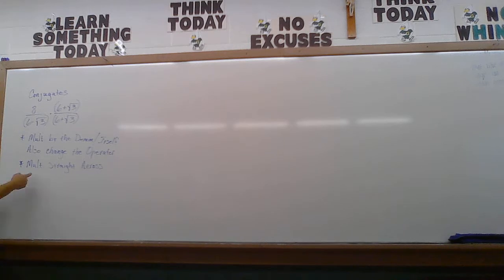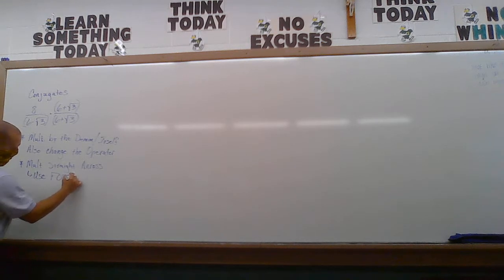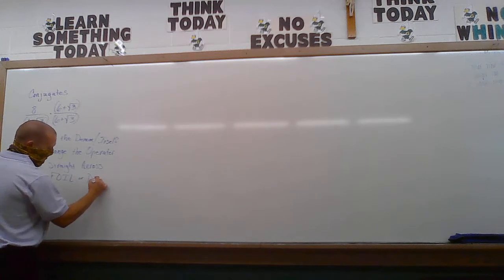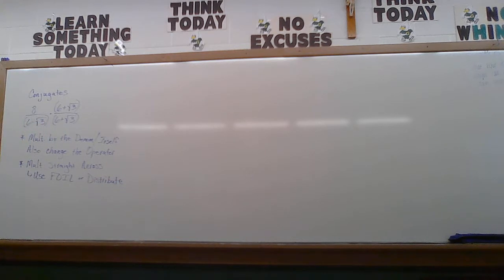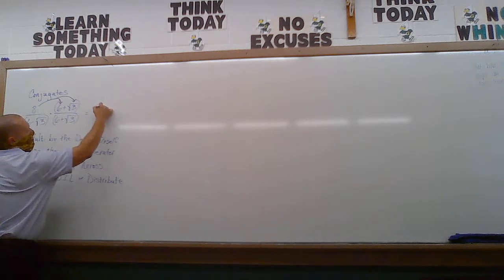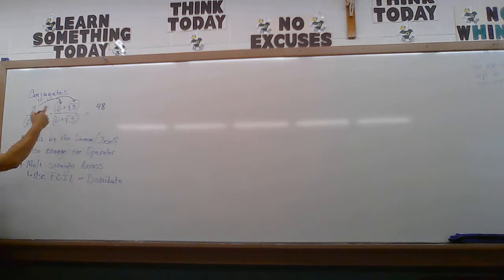Remember that? So I'm going to multiply straight across. I might have to use FOIL, or I might have to distribute. What's it mean to distribute? Like multiply by each of them. Yeah, to multiply this number through over here, okay? So on the top, I'm going to distribute. I'm going to take this 8 and multiply it by both terms on the inside. Okay? So what's 8 times 6? Easy enough.